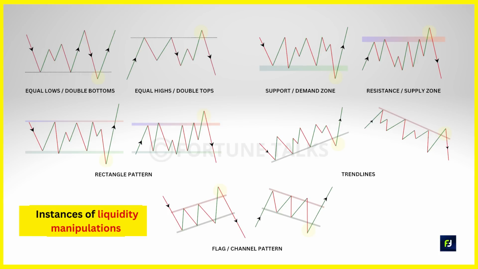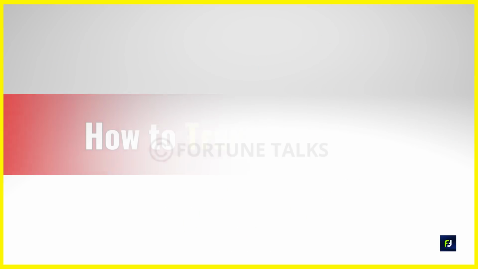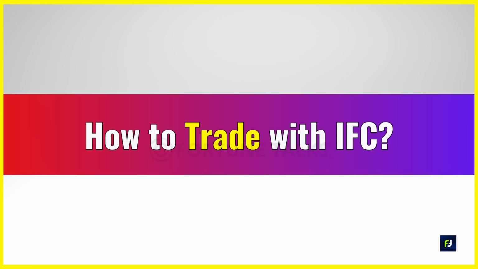These liquidity manipulations could be near equal highs and equal lows, near supports and resistances, during consolidation breakouts, trendline breakouts, during pattern formations, and so on. And in most cases, within these manipulations, you can spot institutional funding candles which go deeper to grab the retailer orders. So what I mean to say is that IFC is a very common manipulation type that you can find on the charts. Now let us learn in detail how to trade with these institutional funding candles.